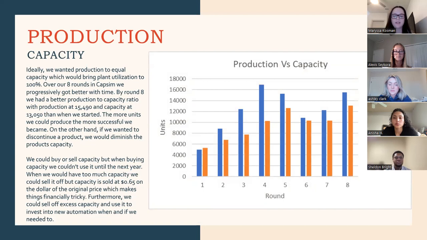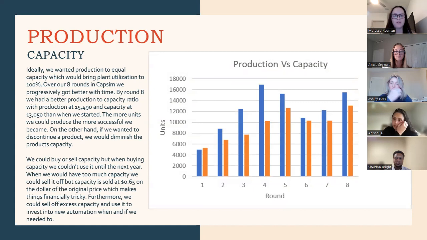Next, I want to discuss the capacity. Ideally, we did want production and capacity to equal that 100% mark. And over the 8 rounds, as I said before, we did get a bit better with this. By round 8, we did have a better production to capacity ratio, with our production being at 15,490 and our capacity being at 13,050.